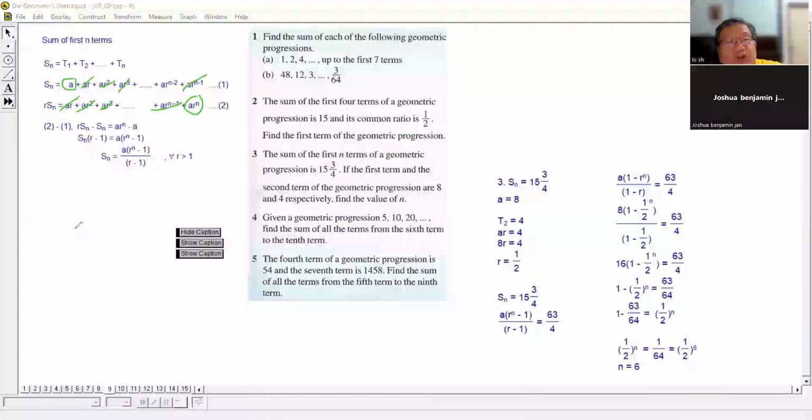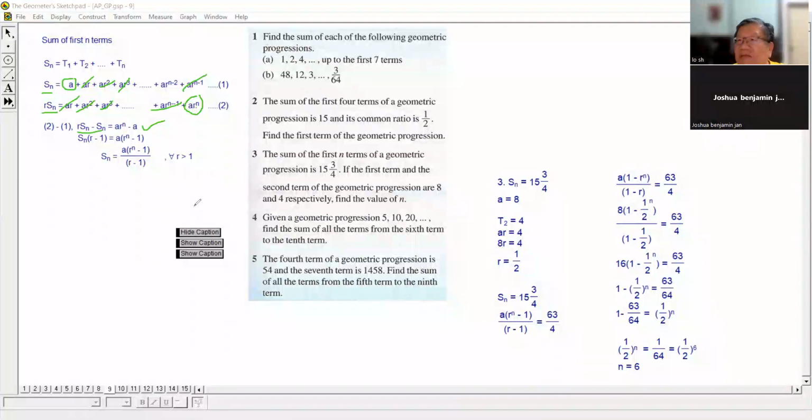So if I take equation 2 minus equation 1, the left-hand side is Rsn minus Sn. The right-hand side, I have the two circled terms left, AR to the power n minus A. So far until here, can follow or not? Can. Any question? No, can follow.